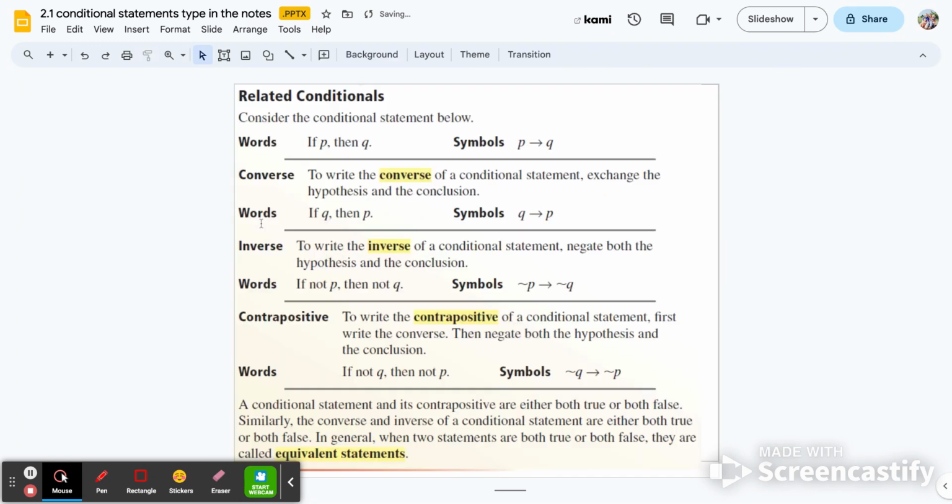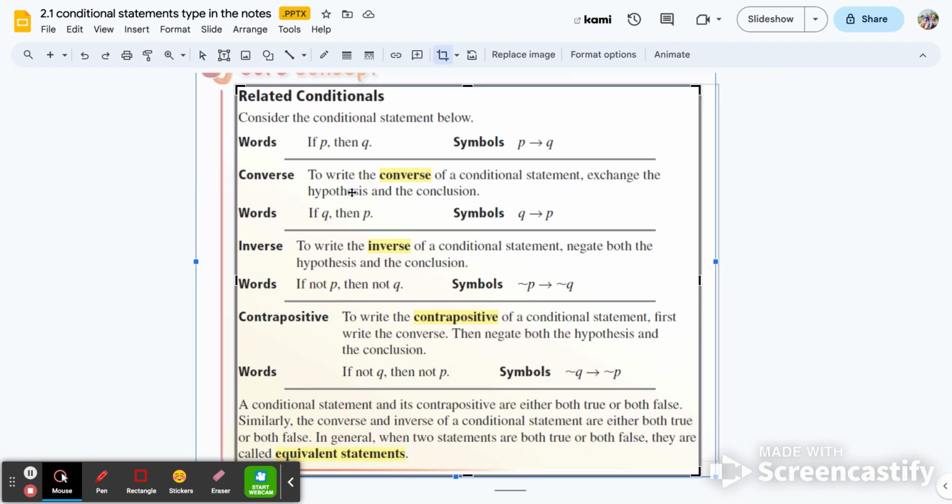Okay. Next up we're going to look at converse, inverse, and then contrapositive. A converse is when you exchange the hypothesis and the conclusion. And we'll talk about what that looks like in a second.